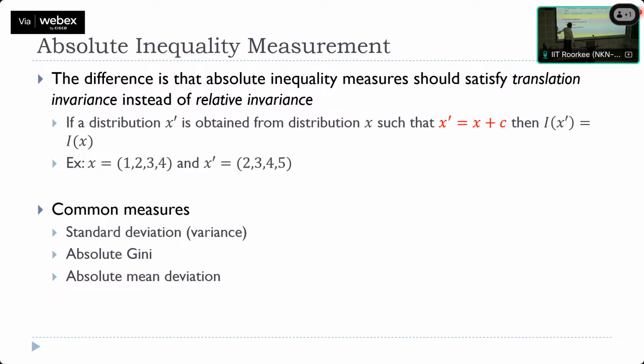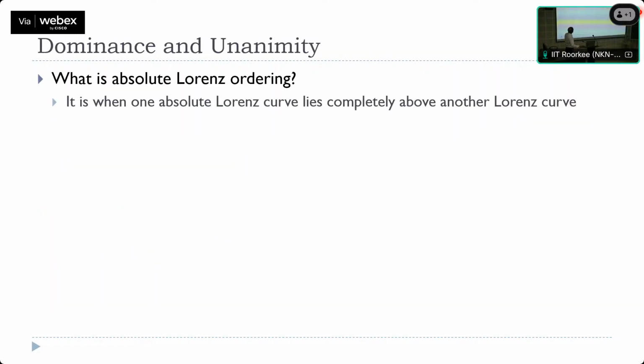Now, the measures that you can use for absolute inequality: standard deviation is a measure of absolute inequality. Absolute Gini, how do you measure it? You just multiply the Gini coefficient by the average. It gives you the absolute Gini. Then you can use the absolute mean deviation. You have heard about some of those. They are all absolute measures of inequality. Okay? Now, how do we do Lorenz dominance? When would all these measures agree? It is when an absolute Lorenz curve lies completely above another absolute Lorenz curve.